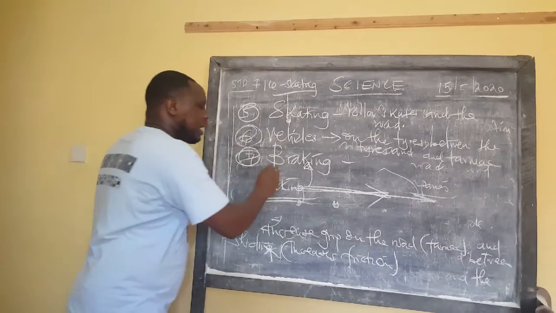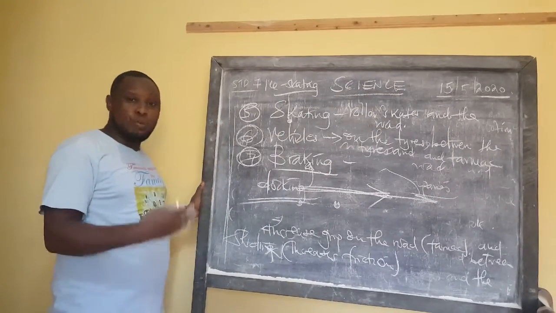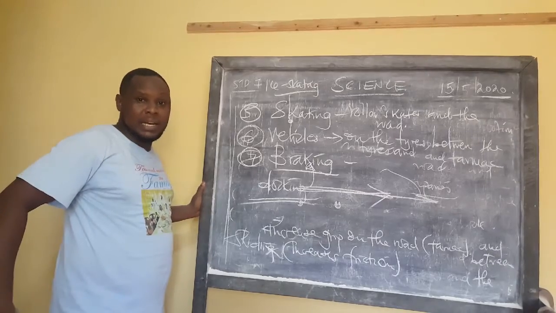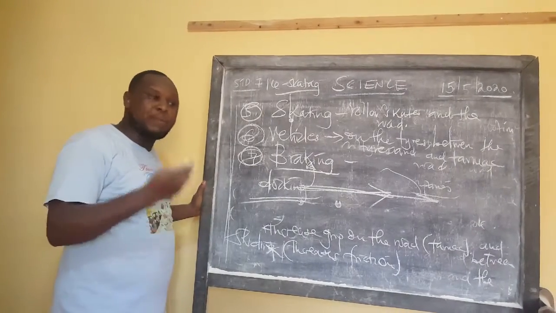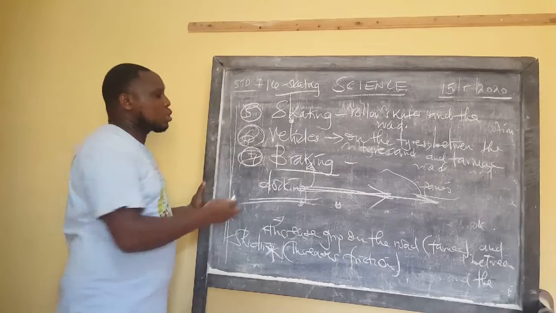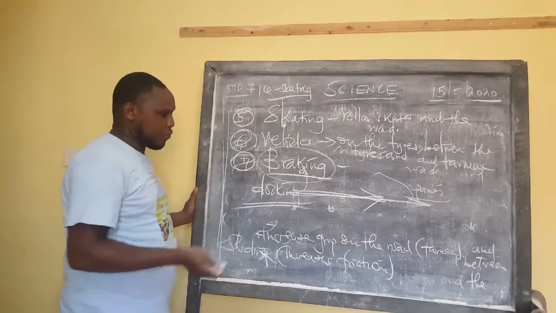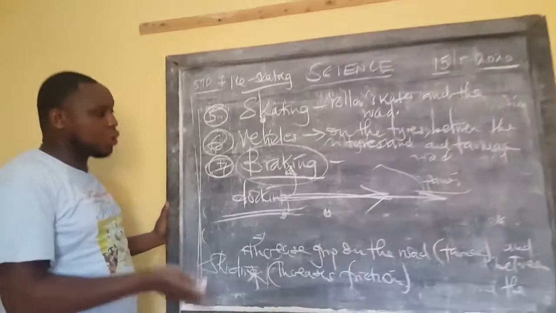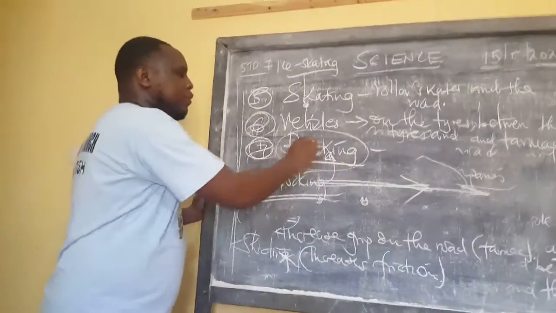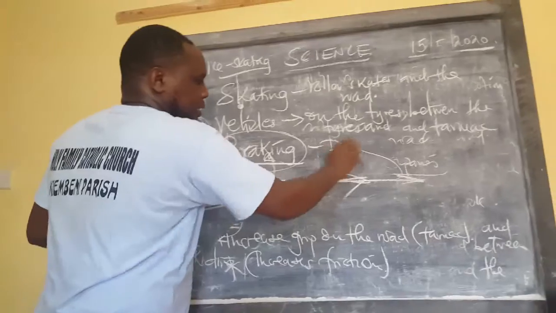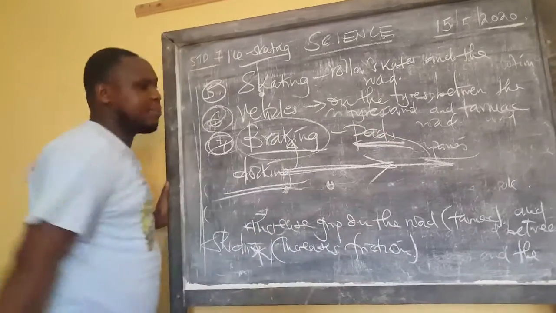So it's very, very important. Even birds do brake. They brake using their tail. Even the fish brakes in the water using their tail. So for them to be able to brake, or for these vehicles to be able to brake, they need to have friction at the brake pads. There must be friction at the brake pads.